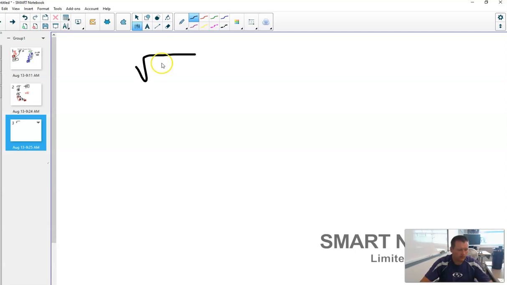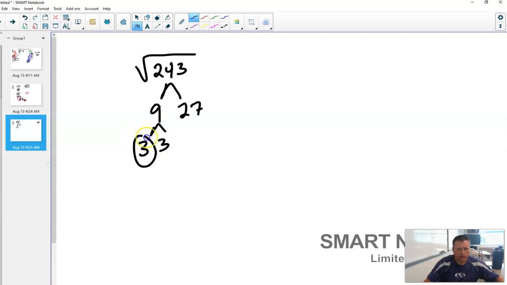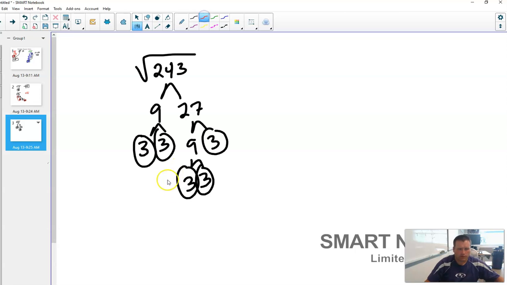Let's go 243 here. Okay, so 243, I know that 9 and 27. Well, neither one of those are primes, so we've got to keep going. So 3 and 3 here. This one breaks down to 9 and 3. There's a prime. And then 3 and 3. So we've got a whole bunch of 3s here.